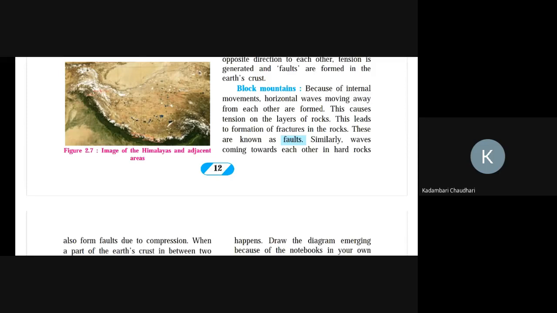Okay, tension in opposite direction. This leads to the formation of fractures or cracks in the rocks. Because of that, cracks or fractures will happen in the rocks on a large scale. These are known as faults.